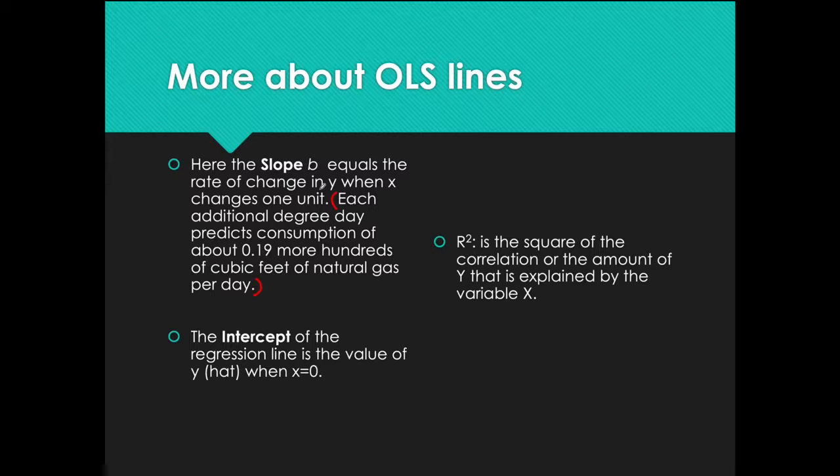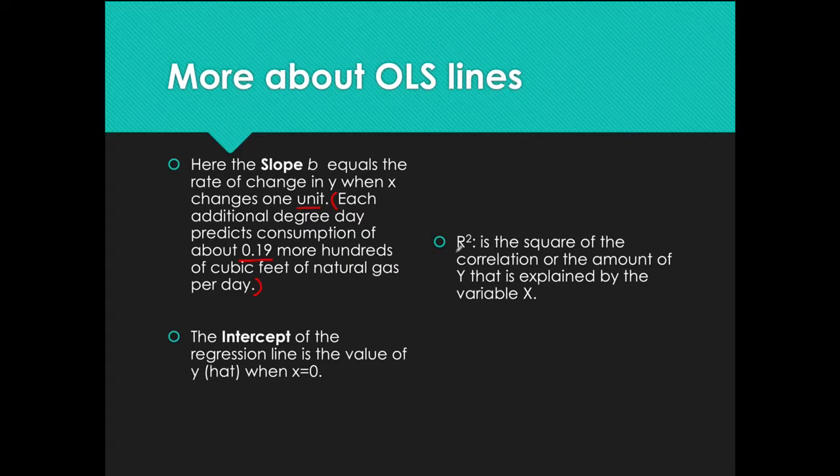So it's always going to be in the language of that dependent variable, that 1 unit change in x and what it means for change in y. In this case, that 1 unit change in degree days results in a 0.19 change in your dependent variable, in this case natural gas. Okay, the intercept of the regression line is when the value of that predicted line starts at 0. So it's where you start that line.